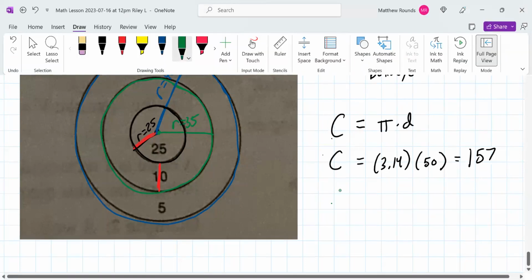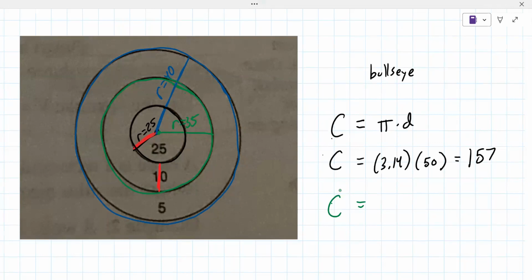All right. So now for the green circle, can you clearly see the green circle here? What is its circumference? 135. No, 10. I can't read those green numbers. Okay. So the radius is 25 plus 10, which is 35. So calculate the circumference for a radius of 35.